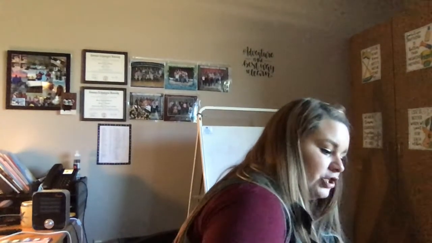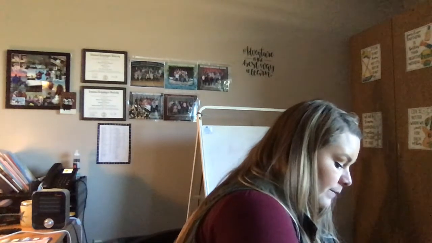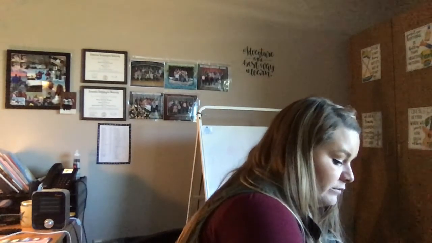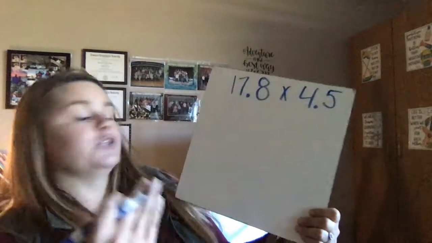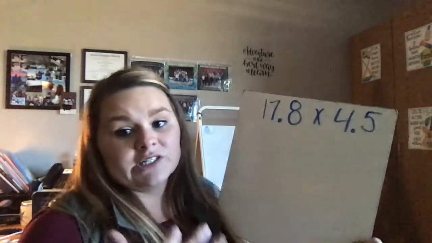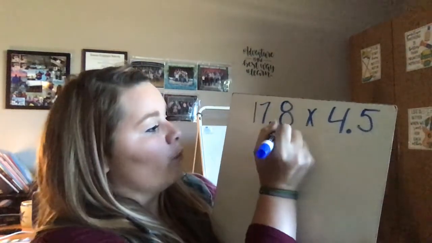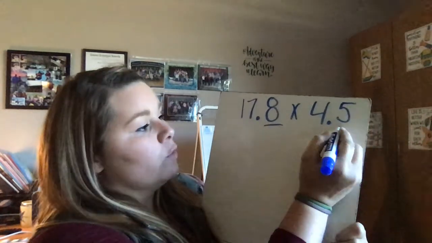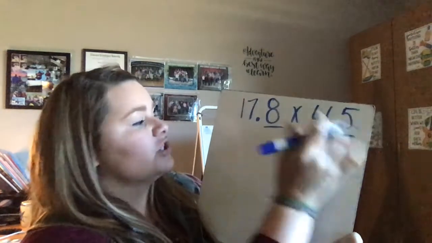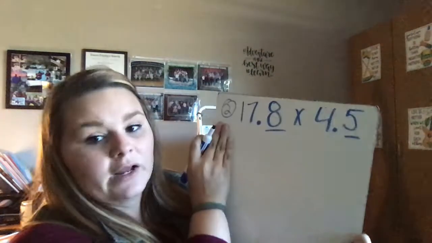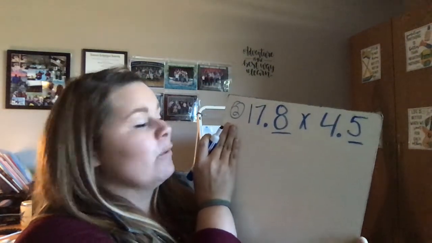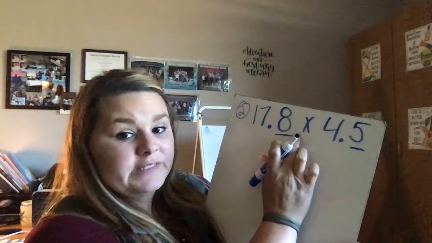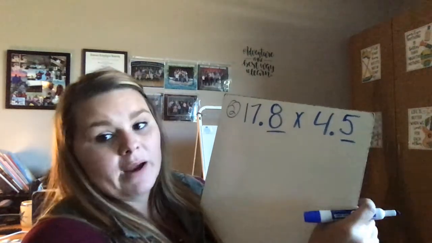Okay, so we're going to do one more that's just a little bit different. So let's say we're just multiplying 17 and 8/10 times 4 and 5/10, just like this. The first thing we're going to do is figure out how many digits are after the decimal in the factors. So we have 1 digit after the decimal here and 1 digit after the decimal here. So that's 2 digits after the decimal total. So I'm just going to write that up here. And what that means is we could multiply this by 1 power of 10 to make it a whole number, and this one by 1 power of 10 as well.